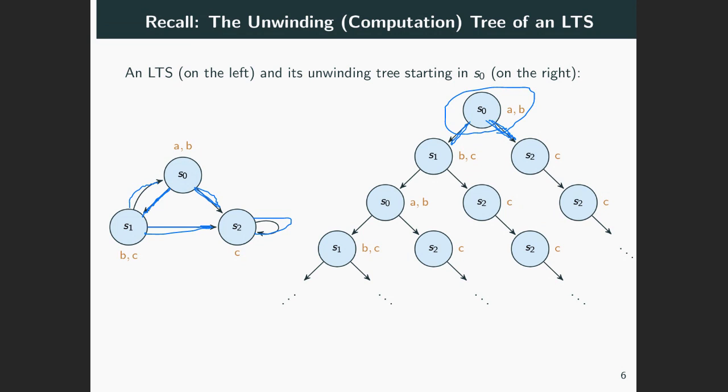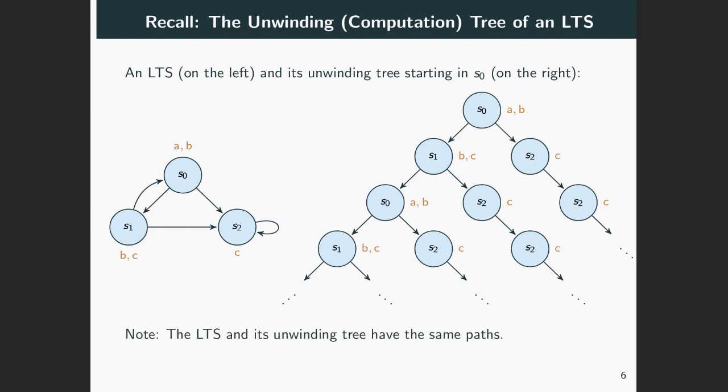S1 transits to S0 and S2, and S2 to S2, and so on. Again, the tree never looks back, but only forth. And the important thing is that the unwinding tree is a faithful representation of the LTS in that it has the same paths starting in S0 as the LTS. In what follows, we'll use the unwinding tree representation of an LTS in the informal examples and for explaining intuitions, although the formal definition of the semantics will refer to the original LTS. The unwinding tree of an LTS will be just a visual aid.